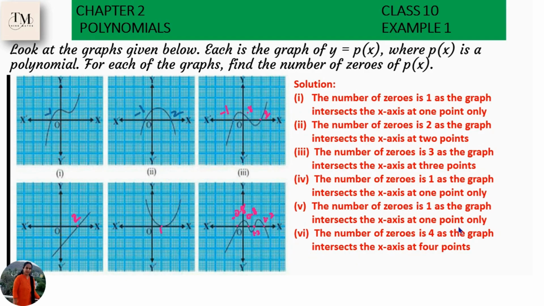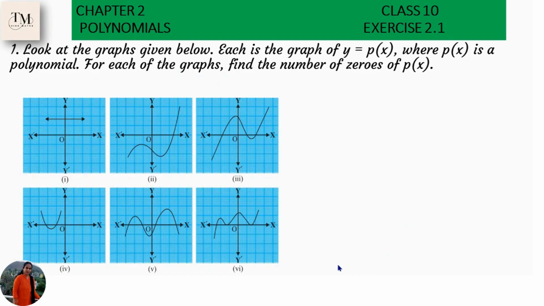In the same way, we can see another example from exercise 2.1. The graph is given, and we have to find the number of zeros. In the first graph, this straight line doesn't meet the x-axis. So there is no zero. The number of zeros is 0. In the second graph, this curve meets at 1 point. So the number of zeros is 1.